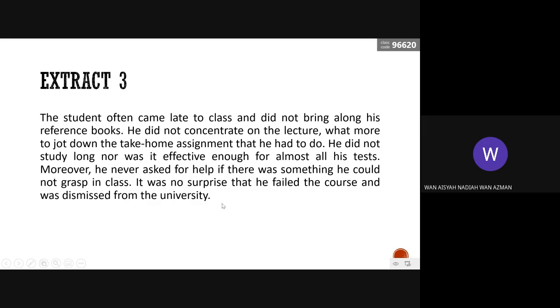How about the third one? He did not concentrate on the lecture. Yes, he did not concentrate on the lecture. Number 3. How about the fourth one? What more, to jot down the take home assignment? Yes, very good. This is the fourth supporting detail. How about the fifth one?